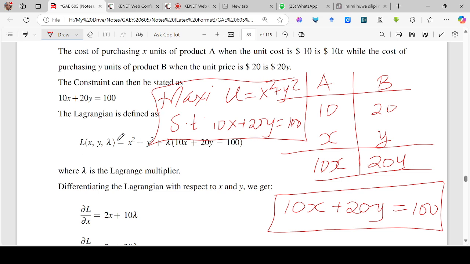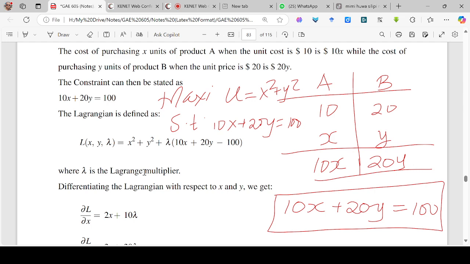So the Lagrangian is given by the function u plus lambda times the constraint. So we have x squared plus y squared plus lambda times (10x plus 20y minus 100).